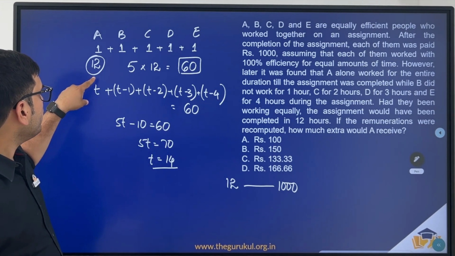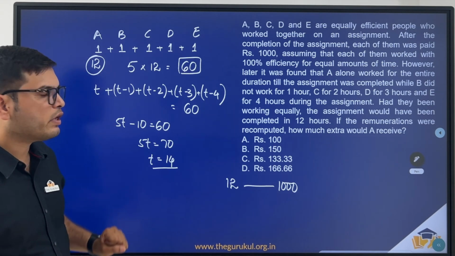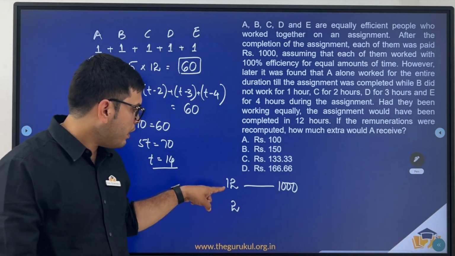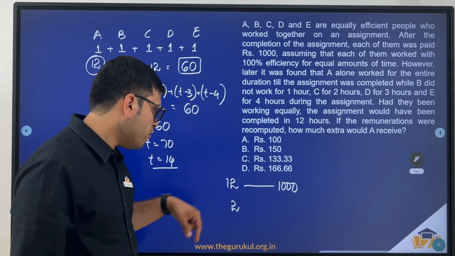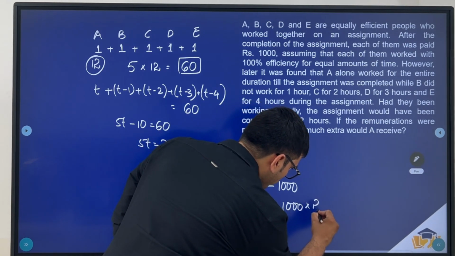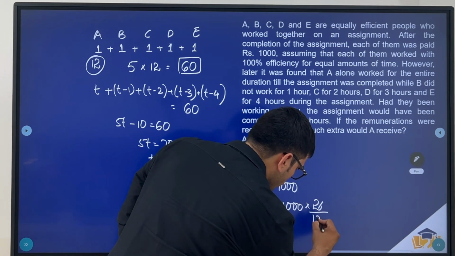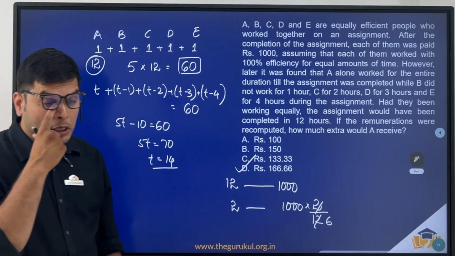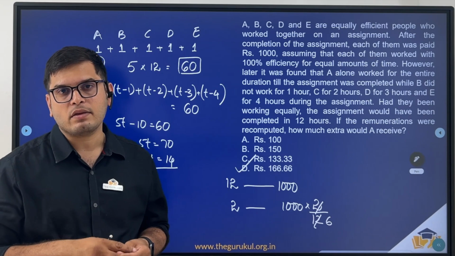Now, earlier A used to work for 12 hours, now A is working for 14 hours. So, A should be paid for 2 hours extra. If they are paying 1000 rupees for 12 hours, for 2 hours, it would be 1000 into 2 by 12. So 2 6, 1000 by 6, 166.66 rupees, and that has to be the answer for this question.